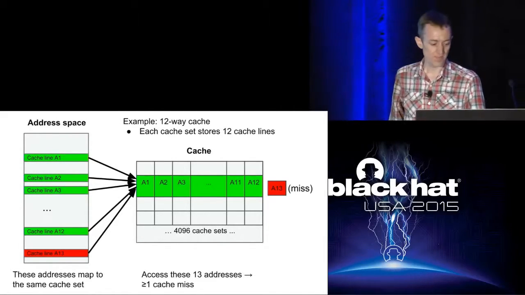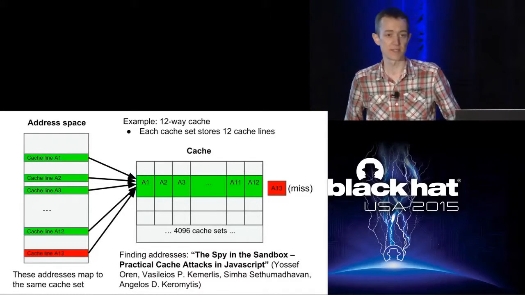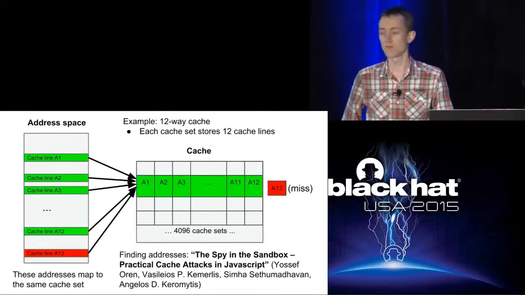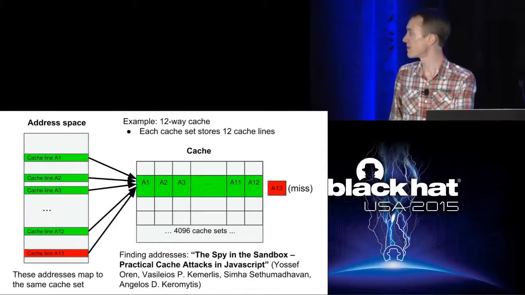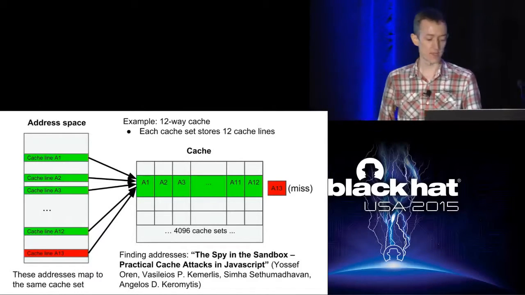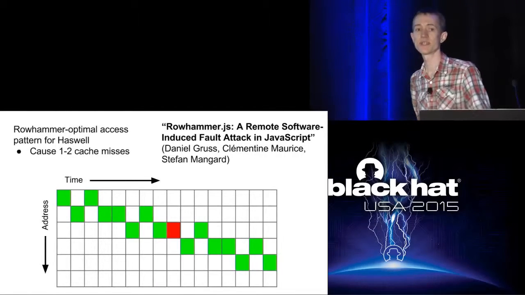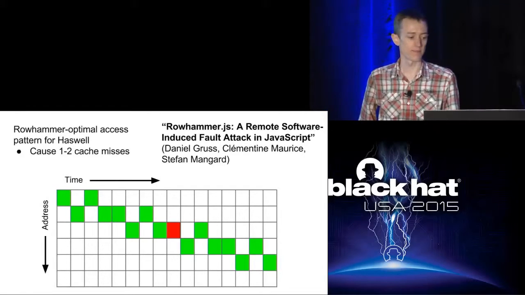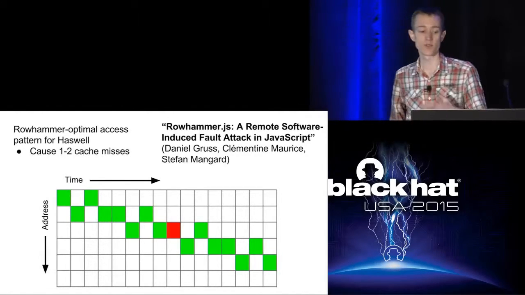And it turns out there's already an algorithm for finding addresses that have that property, and it already works in JavaScript. It works by timing memory accesses. It's described in a paper called The Spy in the Sandbox. So that gives us a way to generate cache misses. The next question is whether we can generate cache misses that are optimal for row hammering. So ideally, we would want the misses to be for just 2 addresses.